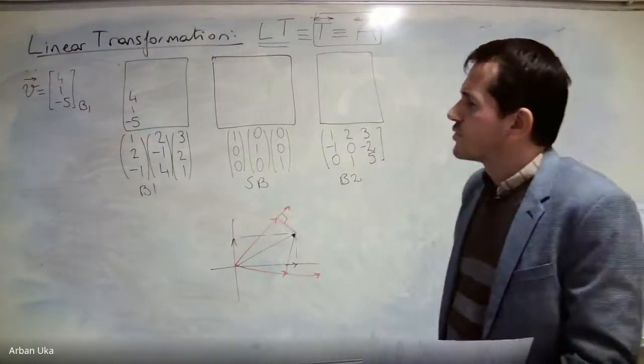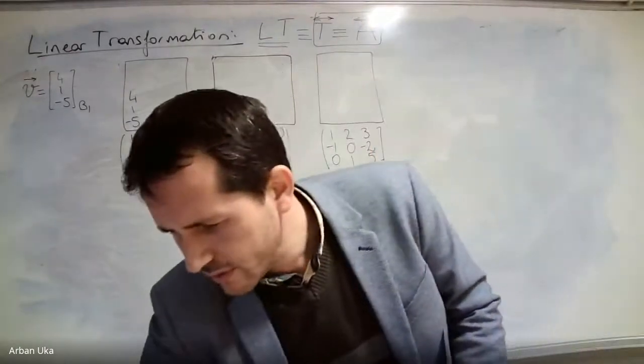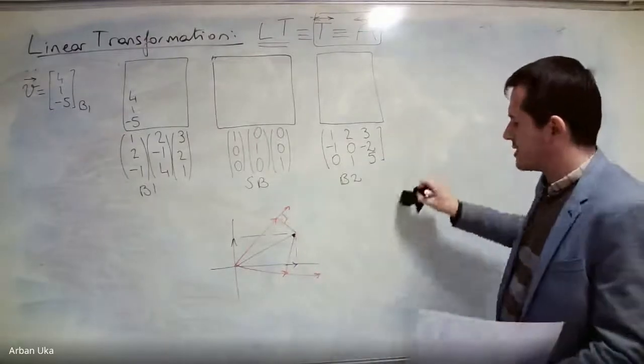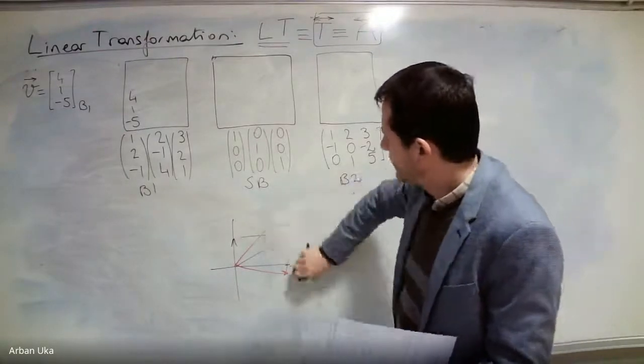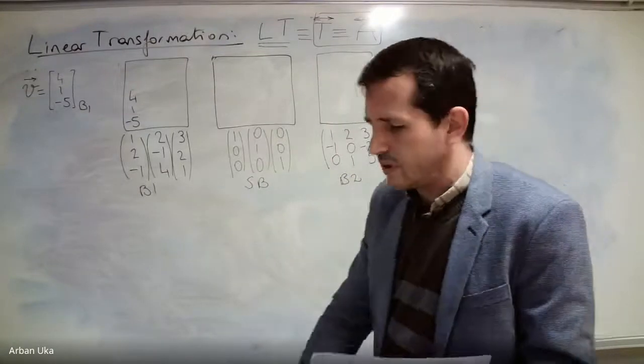Now, first of all, we can also ask, we are very good at perceiving the standard basis. So why don't we have a look at what this vector looks like in the standard one?